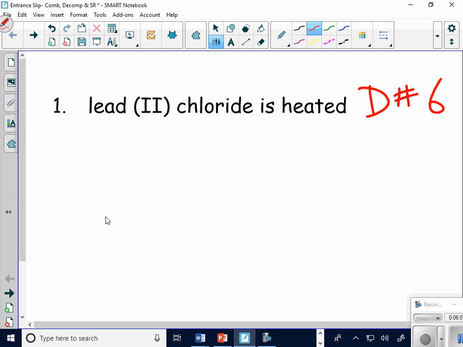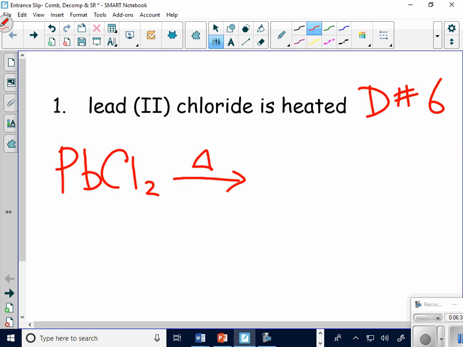Now, my next objective, can I write the formula of the reactant? PbCl2. Okay? Some people, like I said before, had lead being iron. They had Fe. Okay? All right? So, can I write my reactants right? 2 points. Okay? 2 points.